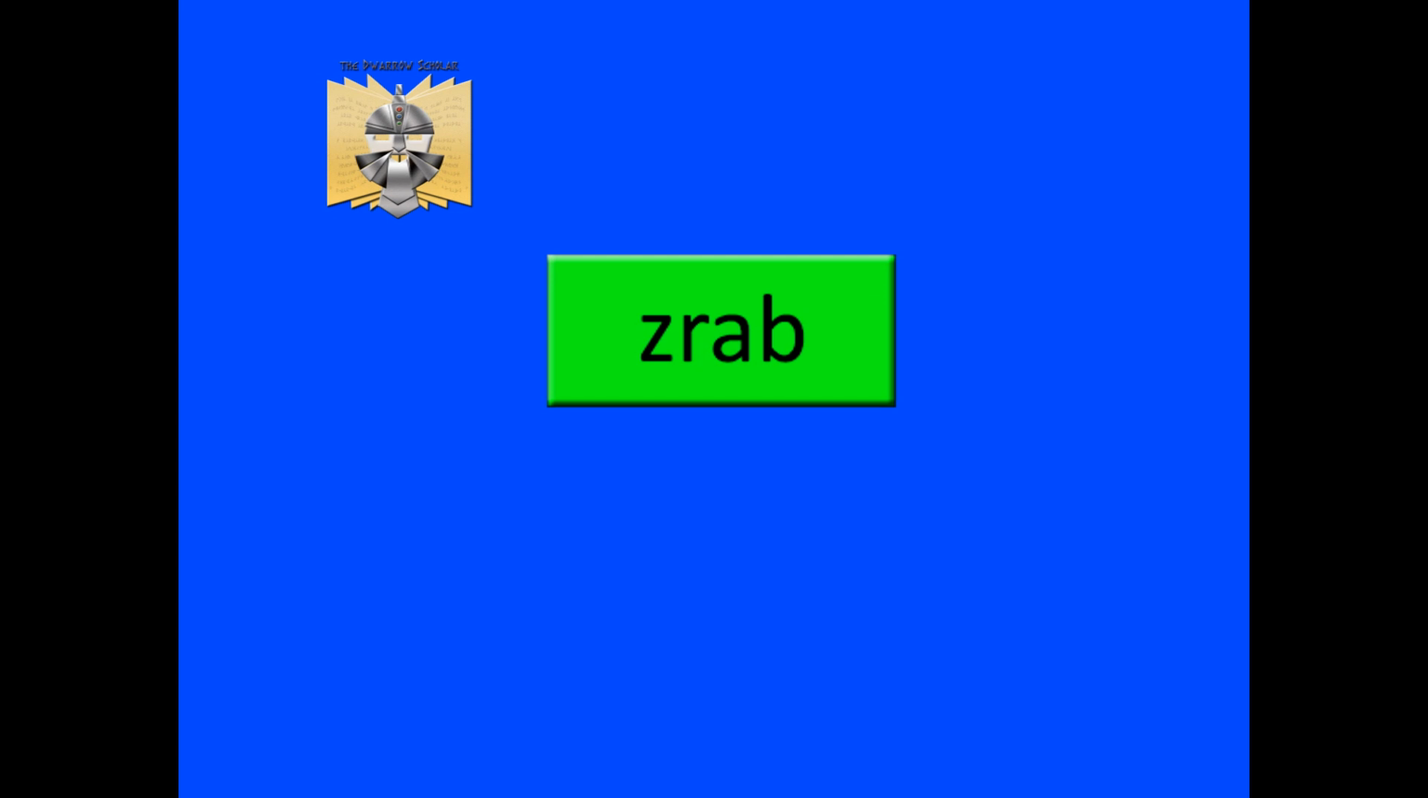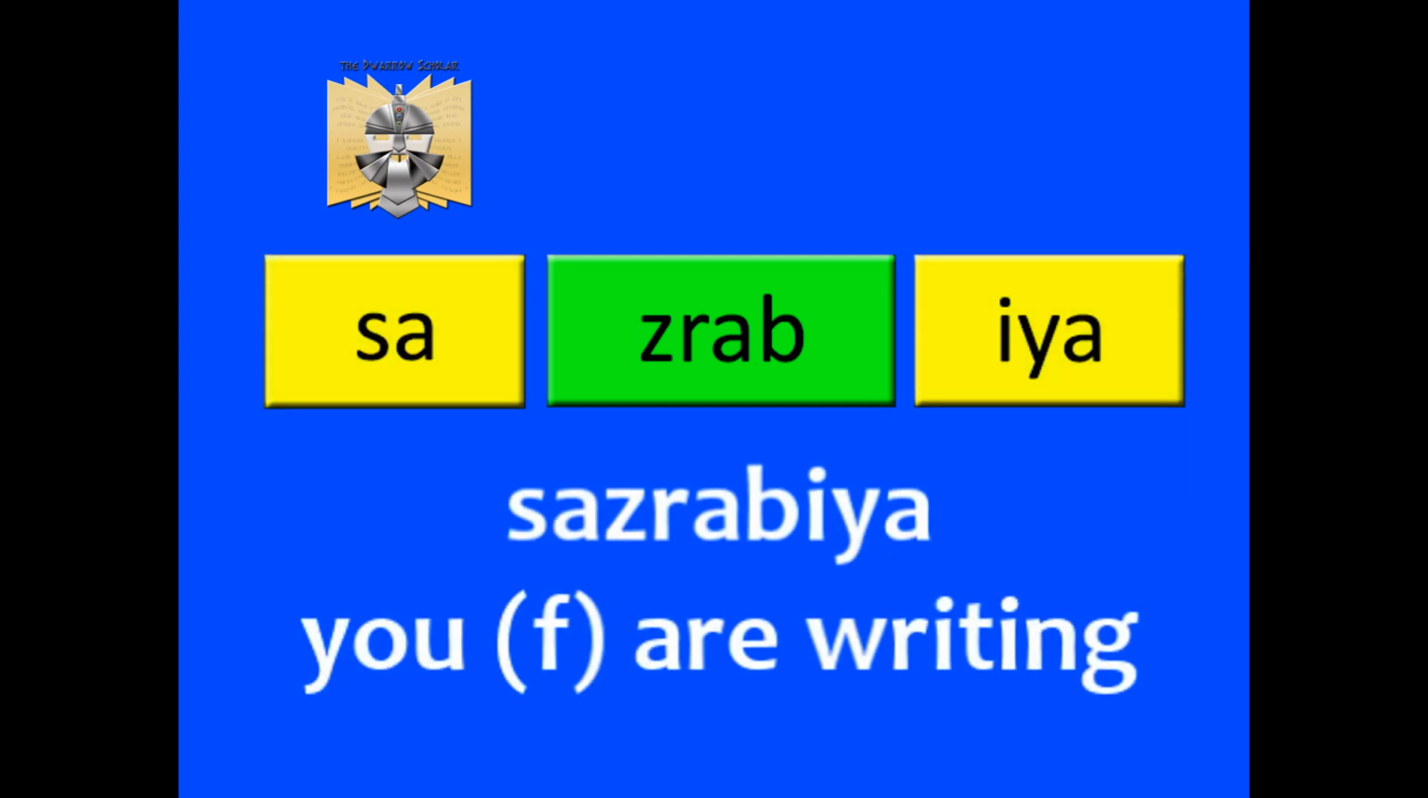So the only thing we need to change here is the suffix, so what we add at the end, to indicate that we are talking to a female. So in this case, and in all the cases for the imperfect, when we have a female form, we add ia at the end, so I-Y-A, ia, giving us sazrabia, meaning you are writing, but you the female.